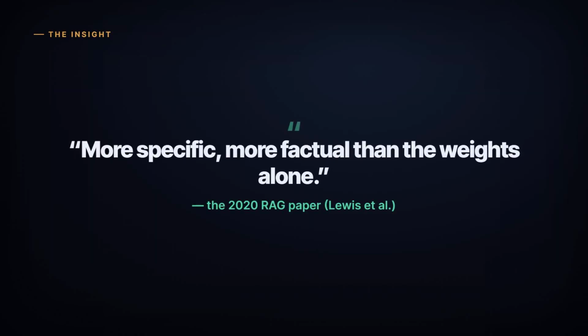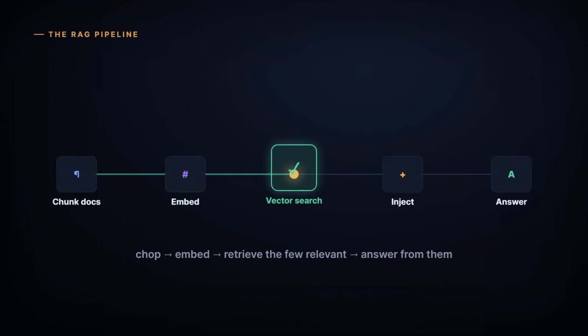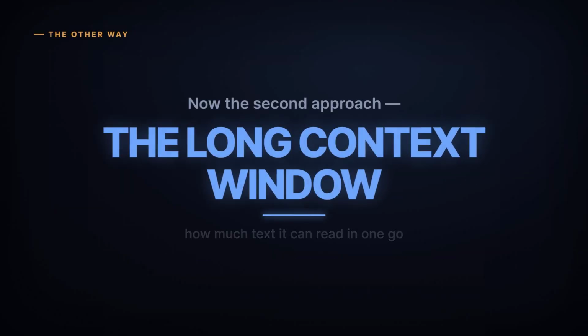Combine the two and you get, in their words, more specific and more factual output than the model could ever produce from its weights alone. The modern version, chop the docs, embed the chunks, search a vector database, is just the productized industrial form of that same idea. Now hold that in your head because there's a second approach that looks like it makes all of this unnecessary.